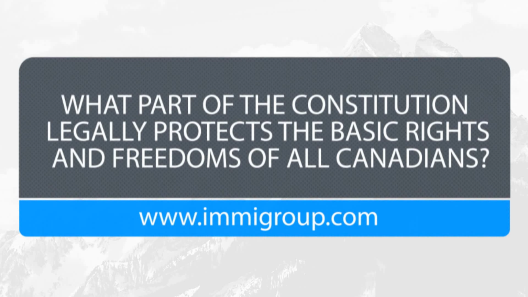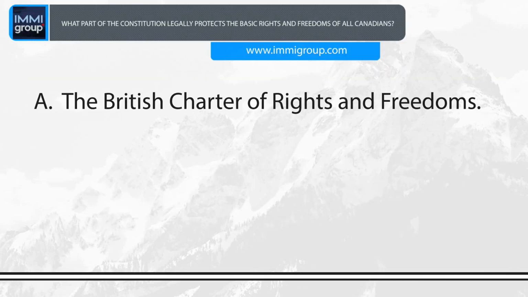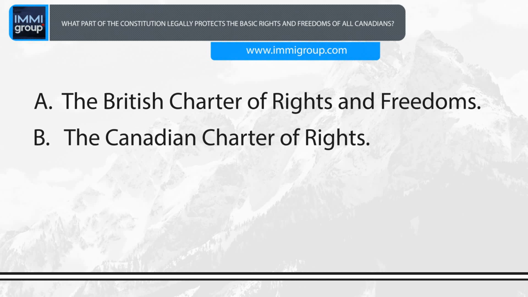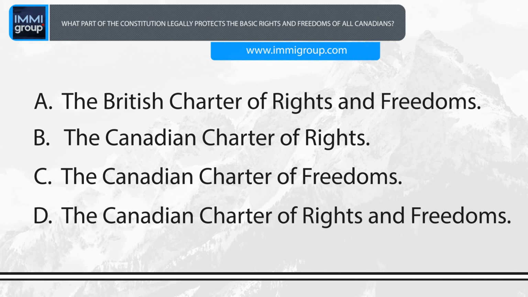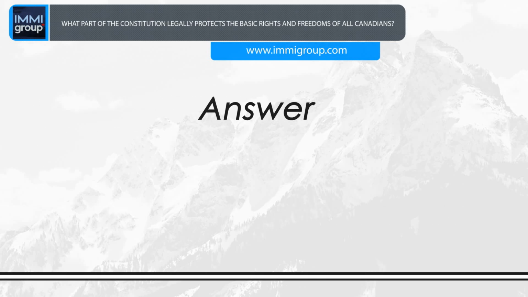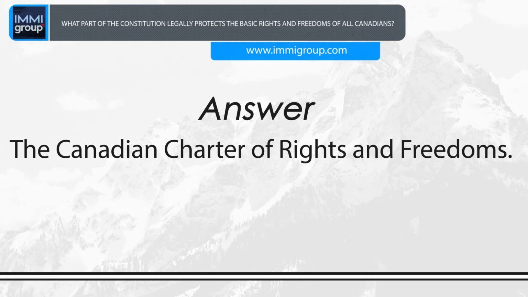What part of the Constitution legally protects the basic rights and freedoms of all Canadians? A. The British Charter of Rights and Freedoms. B. The Canadian Charter of Rights. C. The Canadian Charter of Freedoms. D. The Canadian Charter of Rights and Freedoms. Answer: The Canadian Charter of Rights and Freedoms.